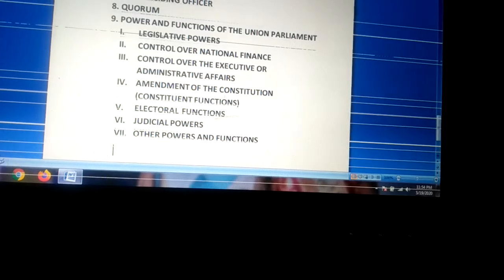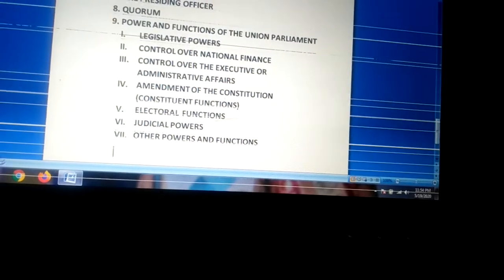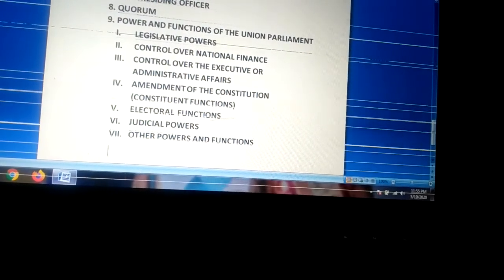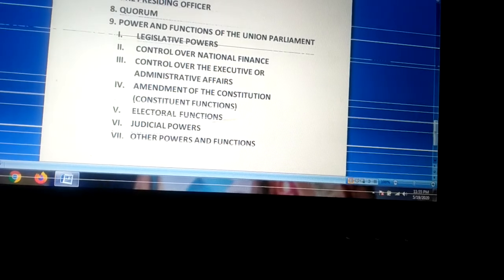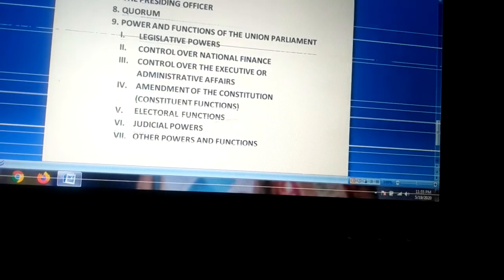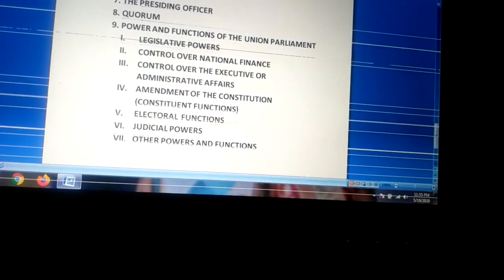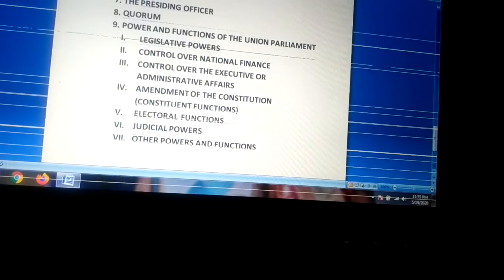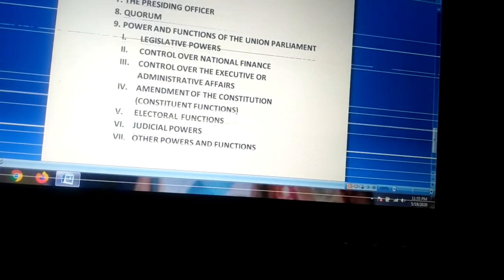Then judicial power. What is judicial power? In judicial power, 3 points are given there. Learn any 2 points out of 1, 2, 3.